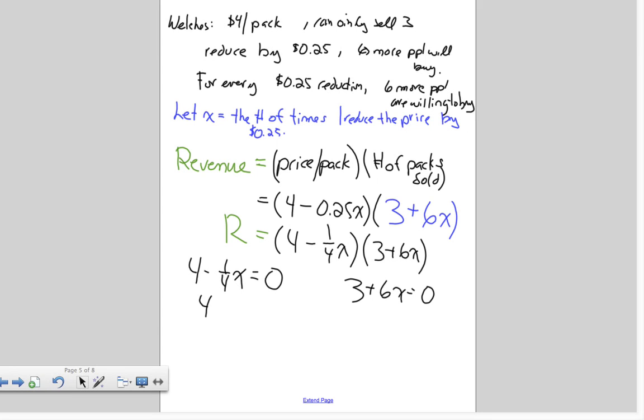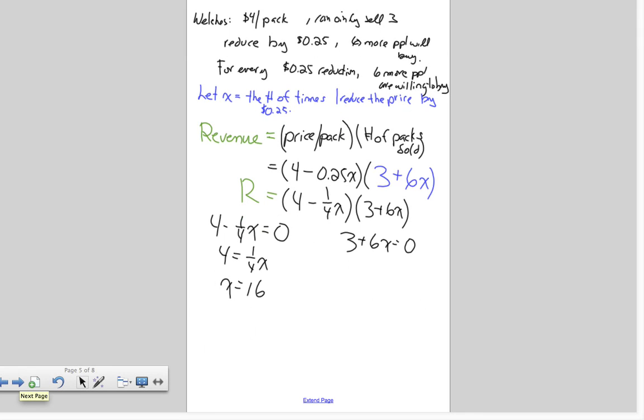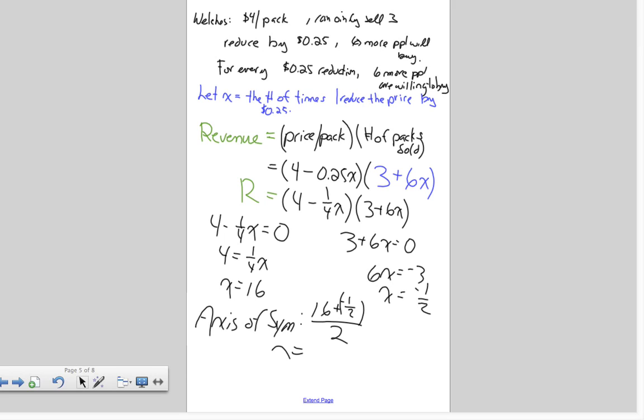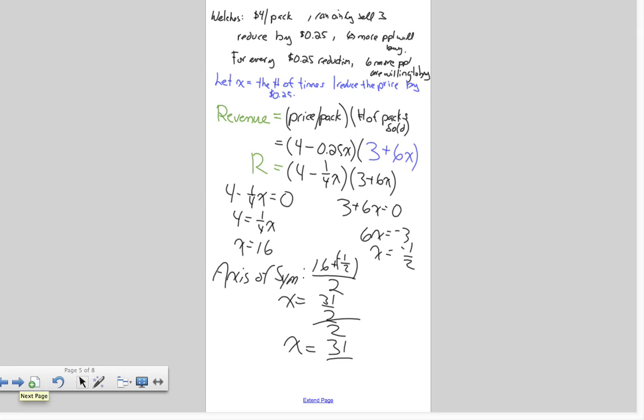Okay, so here 4 is equal to 1/4 x, x is equal to 16. And here 6x is equal to -3, x is equal to -1/2. So that does give me my zeros, but the reason I want to find these is I want my axis of symmetry. So the axis of symmetry is 16 plus -1/2 all over 2. That is 31 over 2 divided by 2, because 16 times 2 is 32 minus 1 gives me 31 over 2. And so x is equal to 31 over 4.